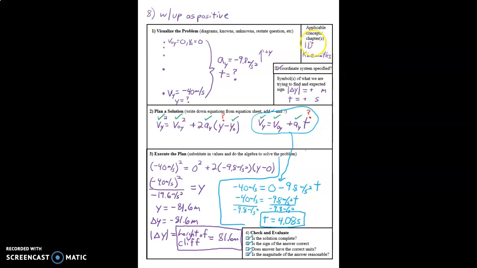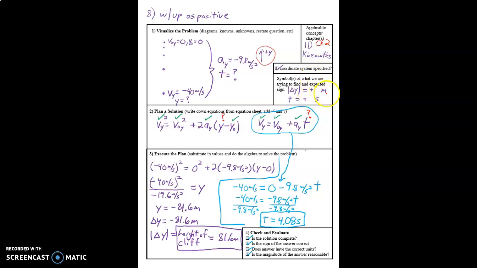So first we identify that this is going to be using one-dimensional kinematics. That's from chapter 2. We have specified a coordinate system. That's right here. We're using up as the positive y direction. We're not going to need an x direction. What are we looking for? Well, we're looking for the height of the cliff, which is equal to the absolute value of the displacement, delta y. We expect, since it's an absolute value, that to be positive. The height of the cliff should be a positive number, and the units are meters.